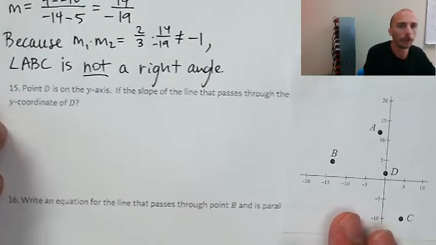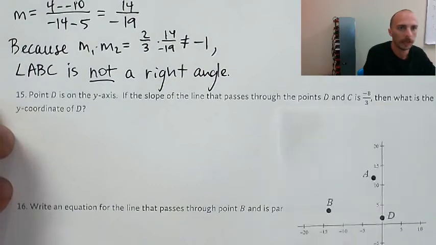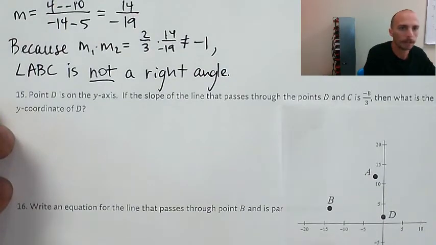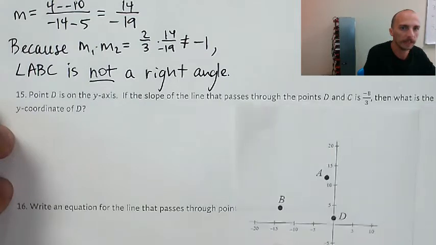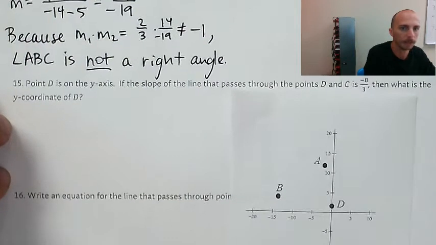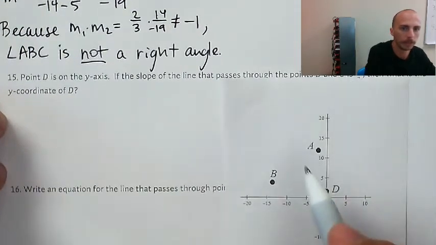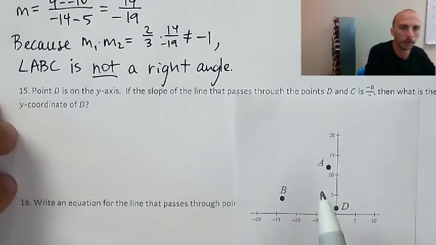Okay, now point D is on the y-axis. Okay, and if the slope of the line that passes through points D and C is -8 divided by 3, okay, so that slope right there, what is the y-coordinate of D?